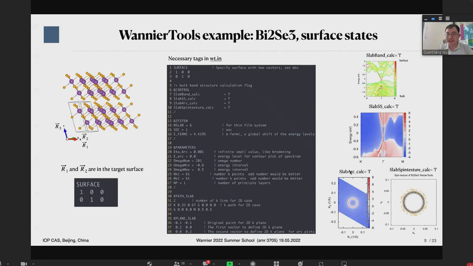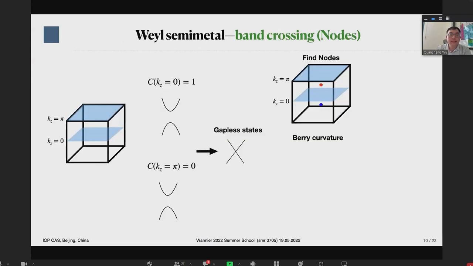Although here it's not an arc, but the arc is from the Wilson matrix. Okay, this is also not a very good name. And also, you can calculate this in texture. Okay. And that's for topological insulators, okay.